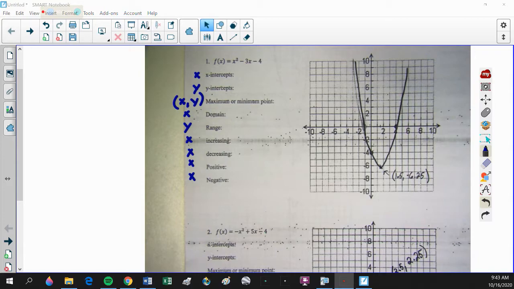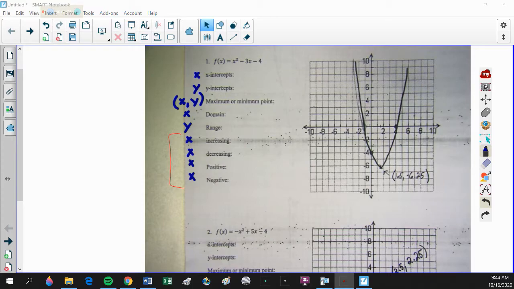And notice, there are only 3 y's on that whole list. The y-intercept is a y. The range is made up of y values. And then there is an x or a y component in the minimum or the maximum point. Everything else is x's. And a lot of times, especially on these bottom 4, it's very common for kids to make a mistake and put y values in there.